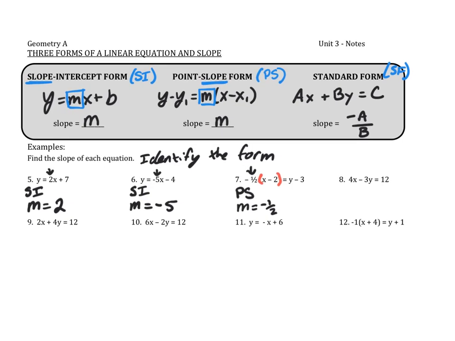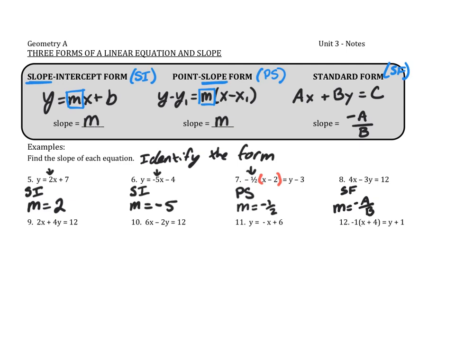All right. Number 8, we have 4x minus 3y equals 12. So if I'm looking at number 8, I can see that x and y are on the same side of the equation. This only happens in one of our forms, which is our standard form. So when we're calculating our slope from our standard form, we want to take the opposite of our a value divided by our b value.